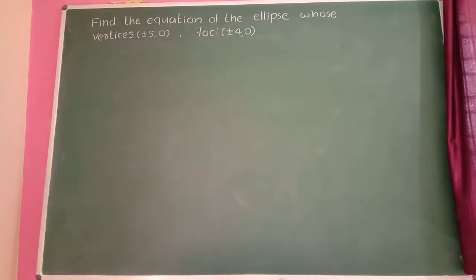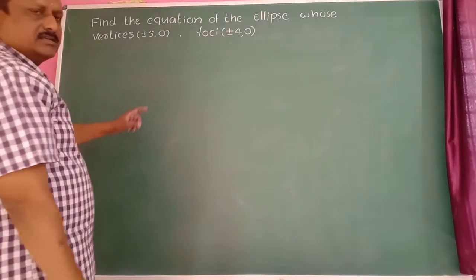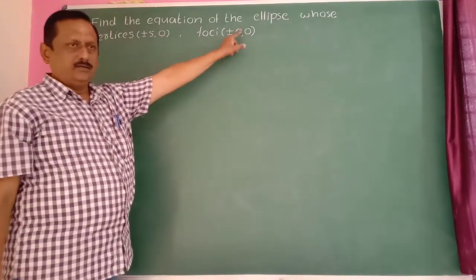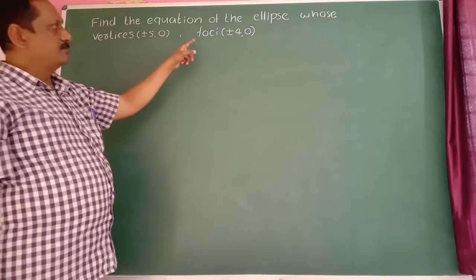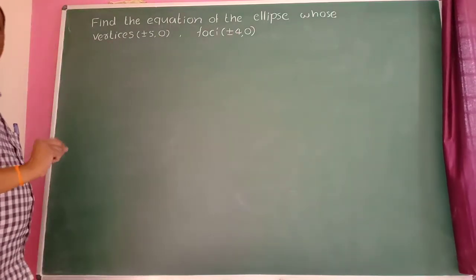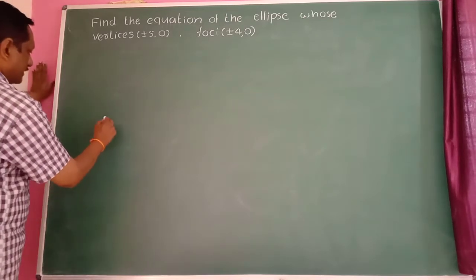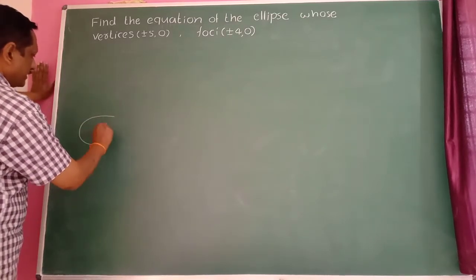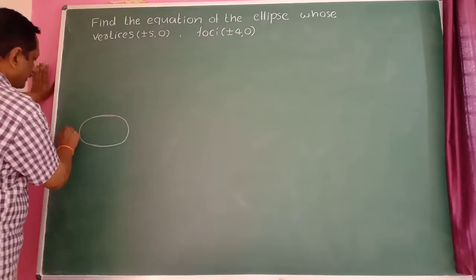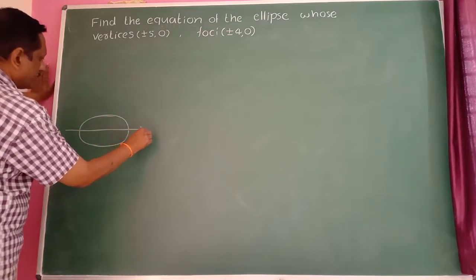So find the equation of the ellipse whose vertices are plus or minus 5, 0 and foci plus or minus 4, 0. In this case, their y coordinates are 0, 0. Means vertices as well as foci lie on the x-axis here. Hence, the x-axis becomes the major axis here. Means the ellipse is in this direction here. Therefore, this is the major axis here.